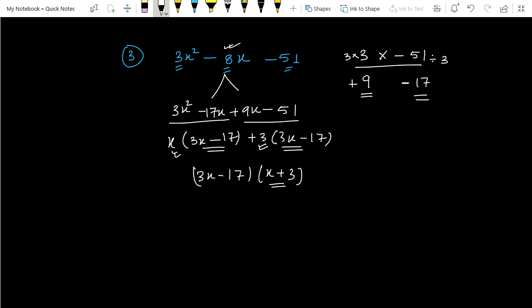So collection is the second factor, and 3x minus 17, that was collected earlier, is the first factor. Now in this way we can see how to factorize a polynomial when numbers are big.